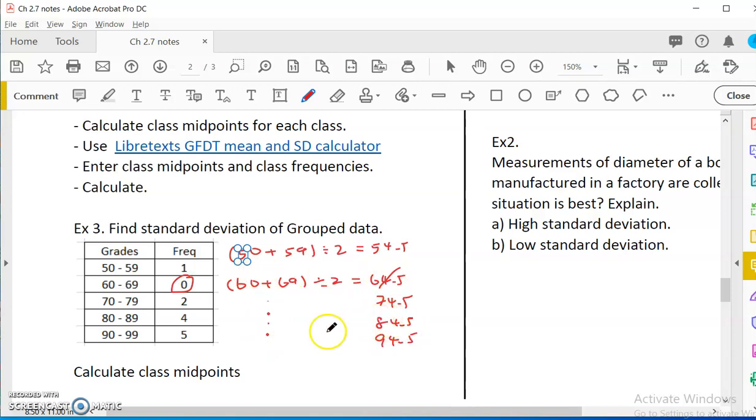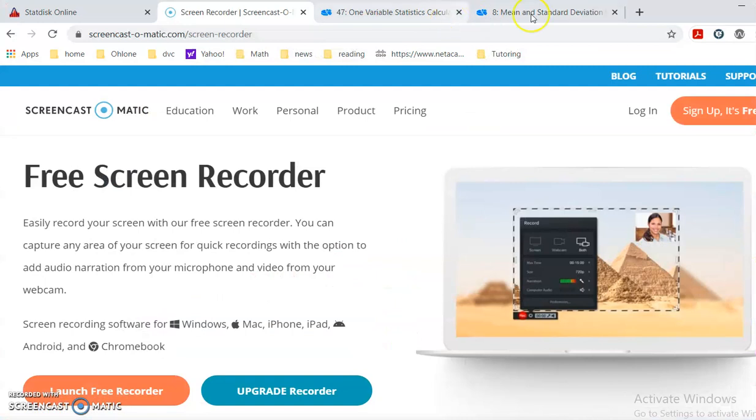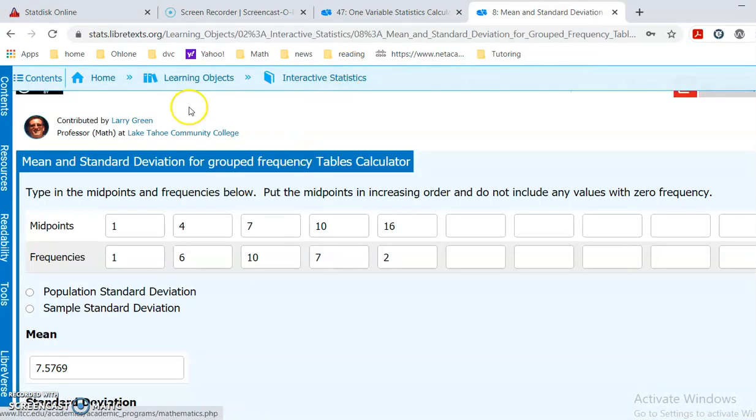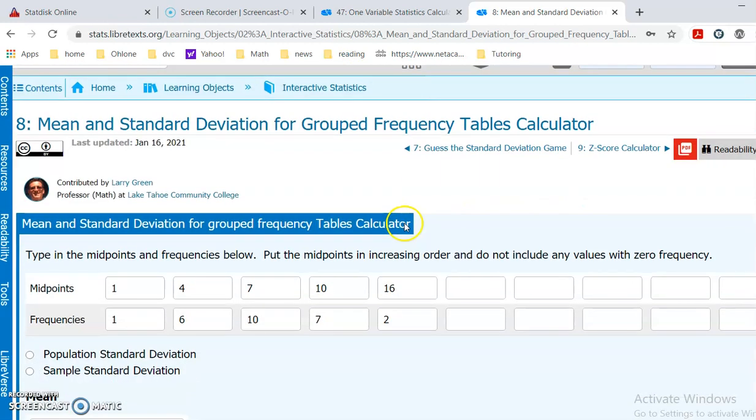94.5. How do I know it's 10 away? Because the class width is 10, right? So the class width is 10, so the midpoints should be 10 away from each other. So what I'll do is I'll use this LibreText GFDT mean calculator. Use a browser. I think I have it here open already. It's under LibreText and it's called mean and standard deviation for group frequency table calculator.